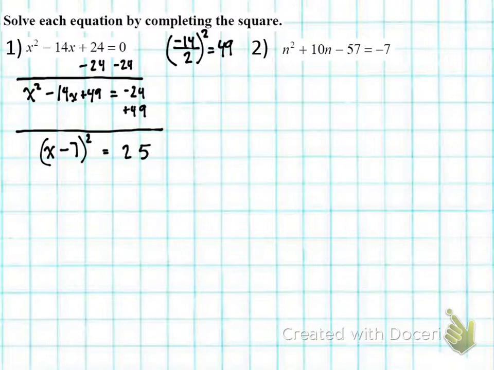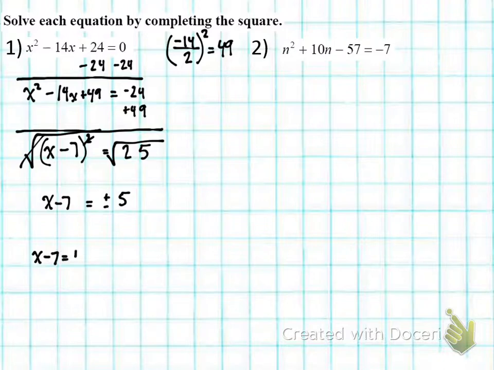Now we're going to take the square root of both sides. The square is by itself. What's the opposite of squaring, everyone? Square root. Okay, so we get x minus 7 is equal to, because the square and square root cancel out, the square root of 25, which is positive and negative 5, right? Now we're going to make two equations. x minus 7 is equal to positive 5, and then x minus 7 is equal to negative 5, because we have two answers.